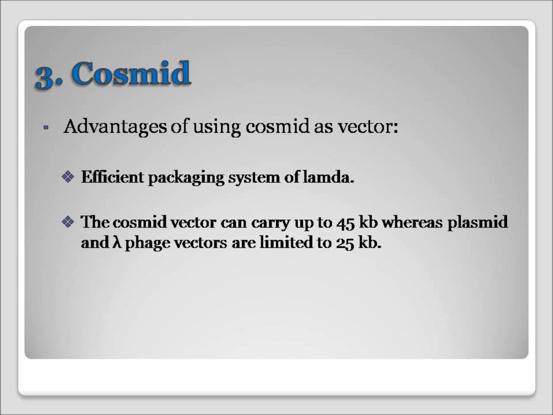The advantage of using cosmid as a vector is the efficient packaging system of lambda for large-size DNA to prepare large genomic libraries. Since phage particles can accept between 38 and 53 kb of DNA, and since most cosmids are about 5 kb, between 33 and 48 kb of DNA can be cloned in this vector. Cosmid vectors can carry up to 45 kb, whereas plasmid and lambda phage vectors are limited to 25 kb only.